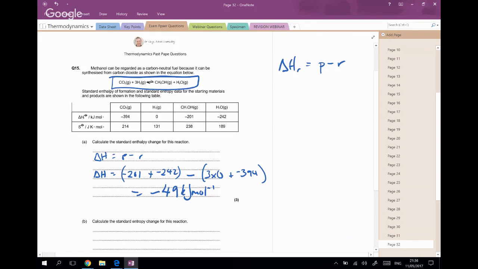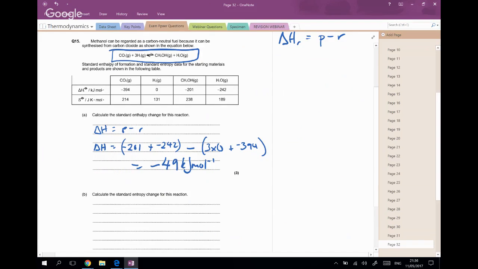Then we're asked to calculate the standard entropy for this reaction. Again, we're products minus reactants. This time hydrogen has a value, notice, so we do need to include that in this reactant. So we're products minus reactants again for the entropy. So we're 238 plus 189. And we're going to take away there 3 times 181 plus 214. As we pop that into our calculators, hopefully we're going to get minus 180. Just remember your units to ensure you get them correct with joules per Kelvin per mole.